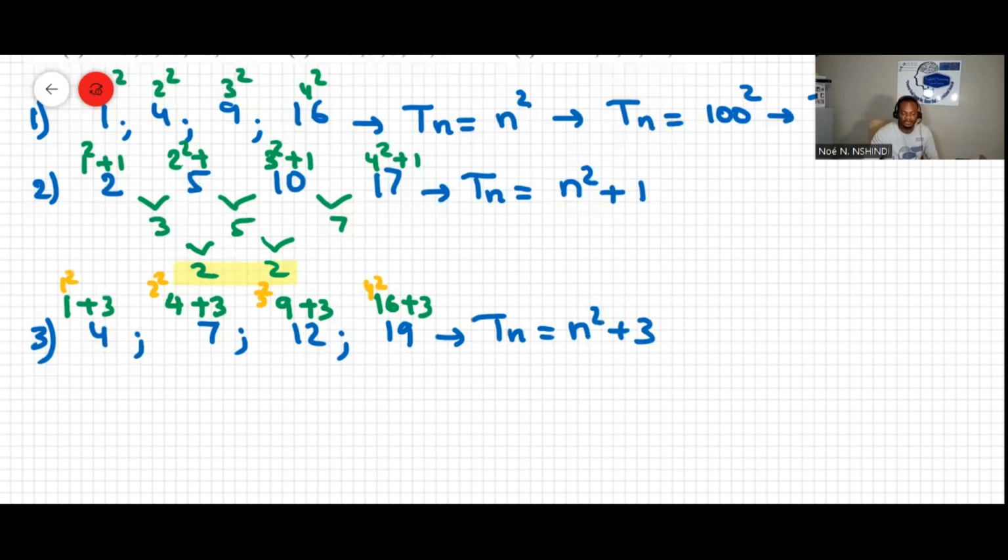Okay, you can check. If you sub 1 there, 1 squared is 1 plus 3, 4. Sub 2 there, 2 squared makes 4, 4 plus 3, 7. Okay, sub 3 there, 3 squared is 9, 9 plus 3, 12, and so on and so forth.